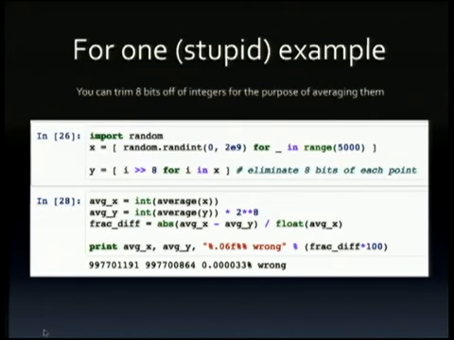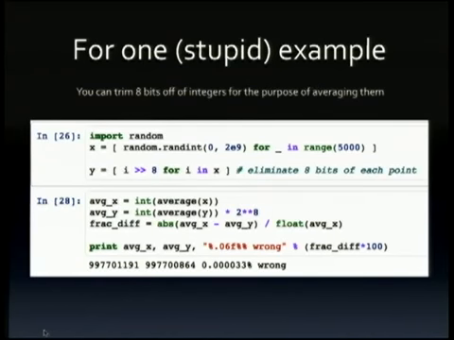Suppose you have a bunch of integers, and here I selected 5,000 that are in the range 0 to 2 billion, and you just generate a list of those. If I want to generate the average of this, I don't need the lowest 8 bits of those numbers to generate a pretty accurate average, right? So this is a really stupid example. I'm just trying to give you guys a little bit of the intuition.